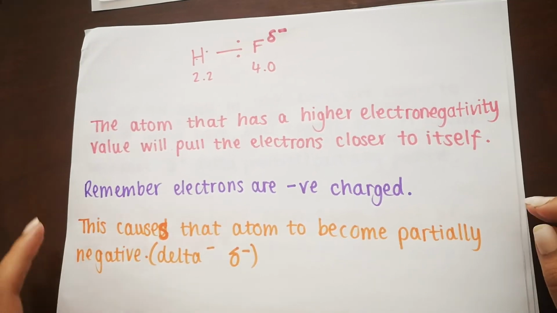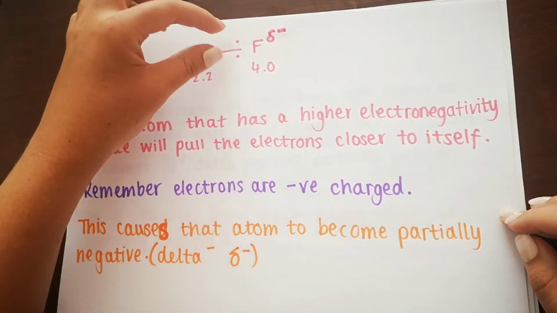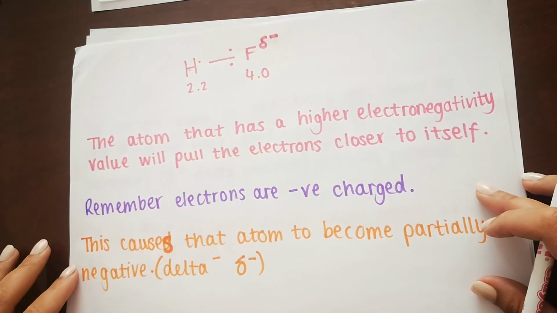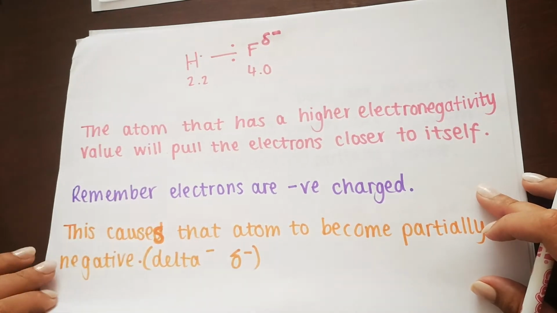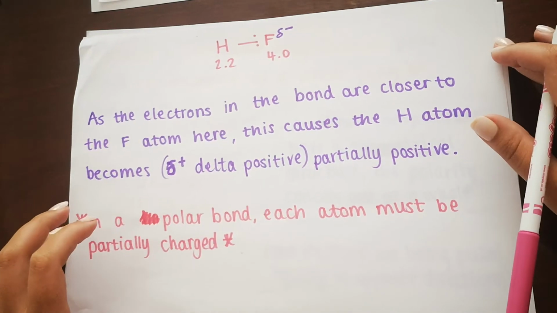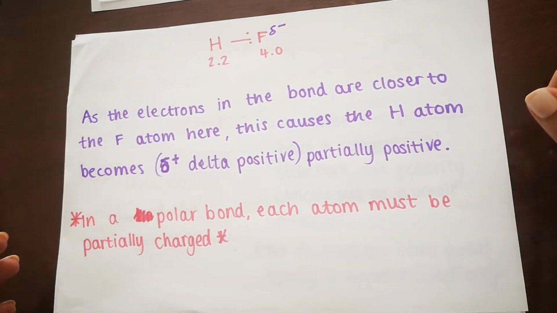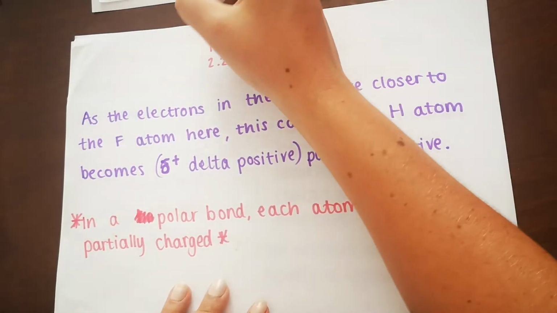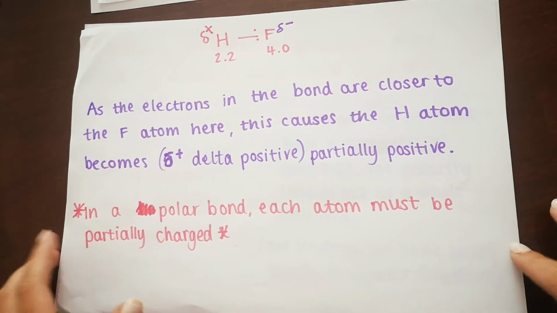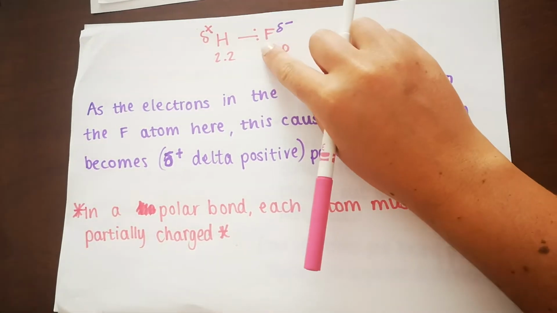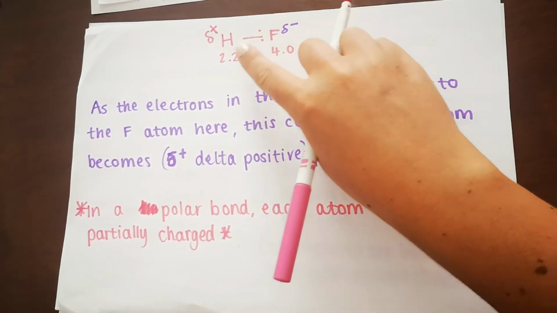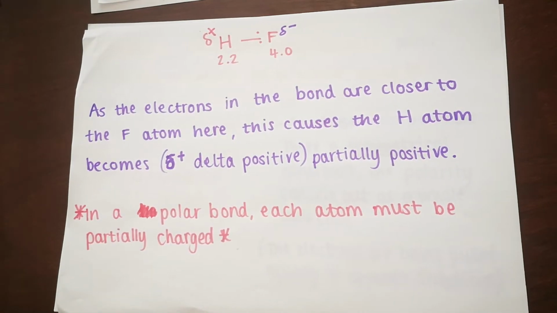Yes, so your fluorine has a bigger pull on the electrons. It's pulling these negative charges towards it, which is causing itself to be partially negative, which is also known as delta negative. So in a bond, because now your fluorine is partially negative, your H atom becomes partially positive, because remember, it's a shared pair of electrons. They both have a certain pull on these electrons that they're sharing, but fluorine is pulling them closer to itself. So your hydrogen is partially positive.